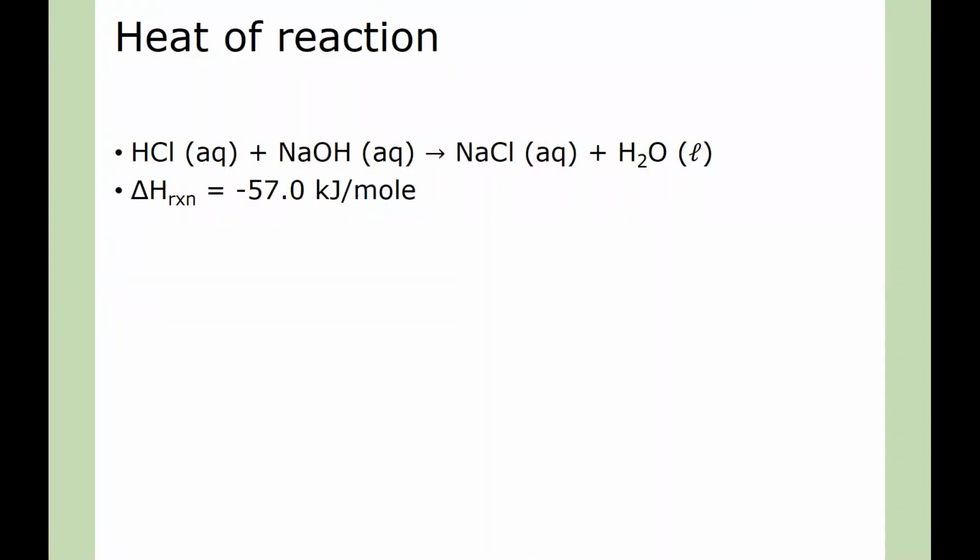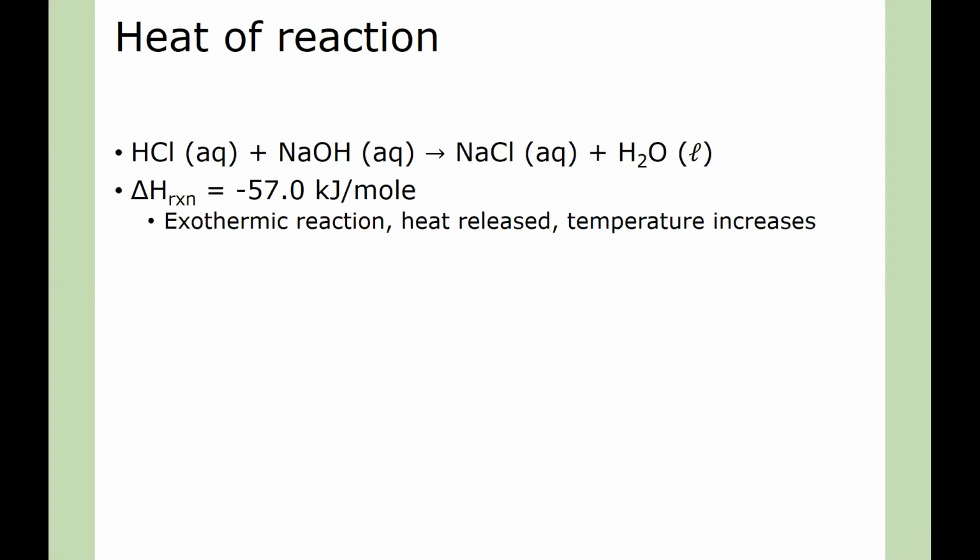Here's the reaction you just saw. It has a delta H of reaction, or heat of reaction, of -57 kilojoules per mole. That negative sign tells us it's an exothermic reaction where heat is released, and that causes the surrounding temperature to increase. This is what we saw on the digital thermometer.